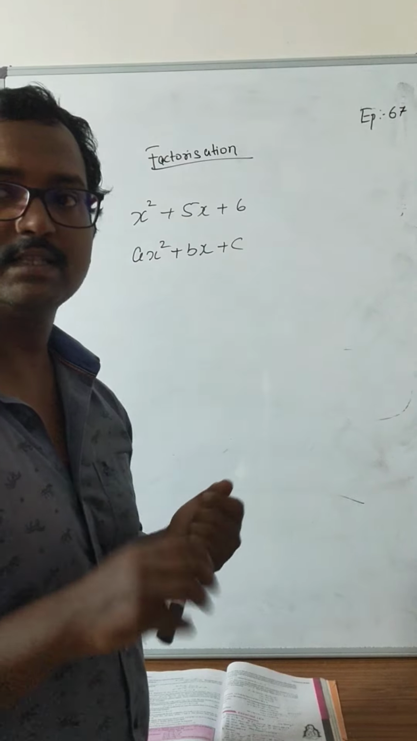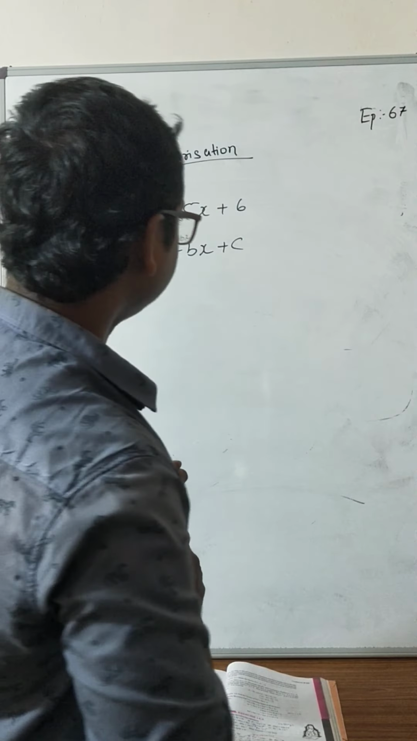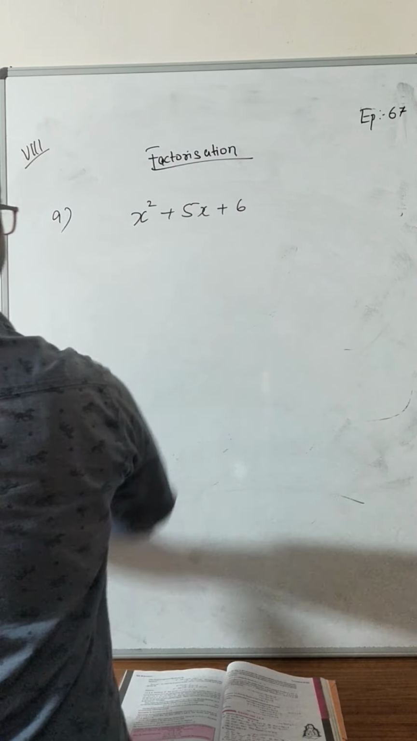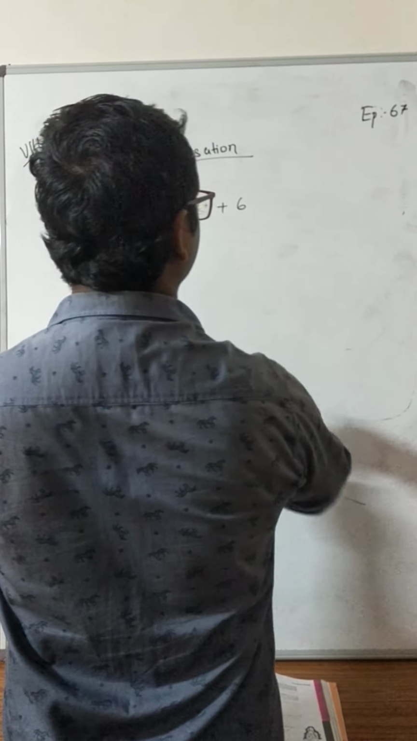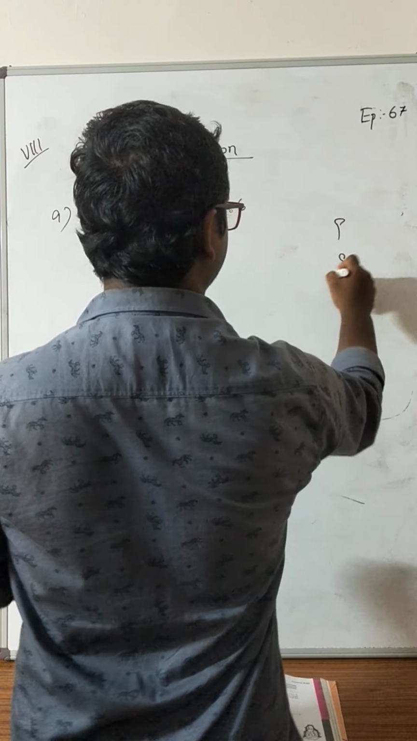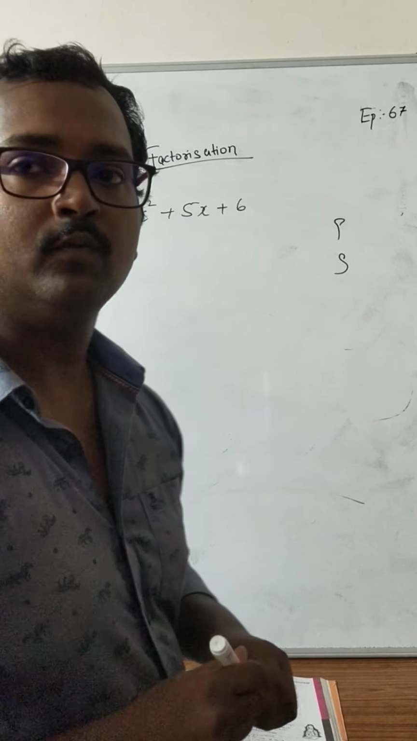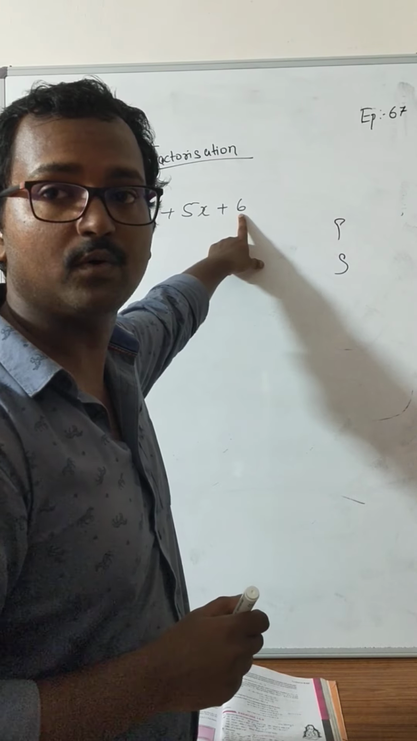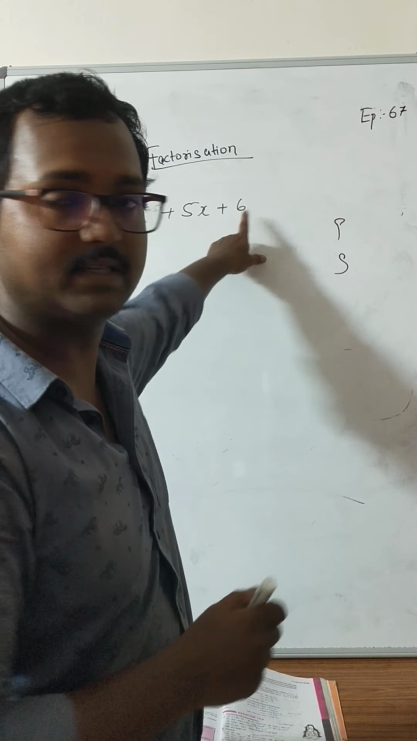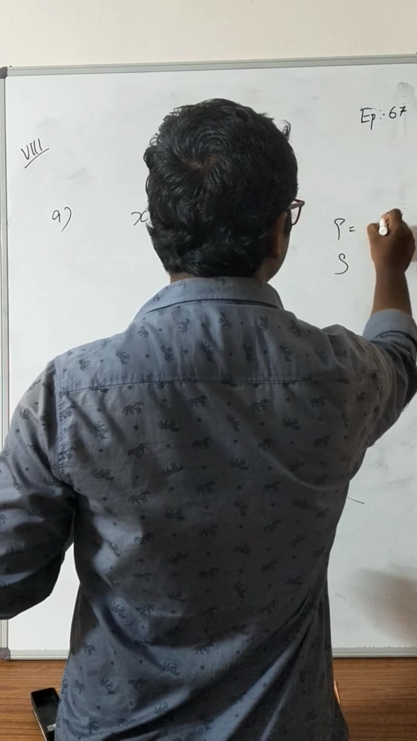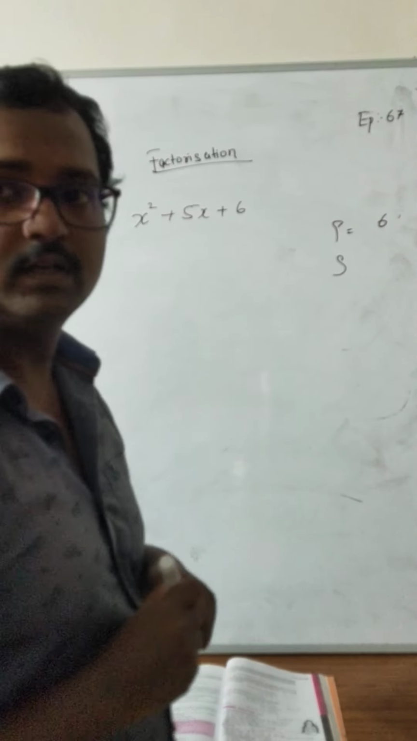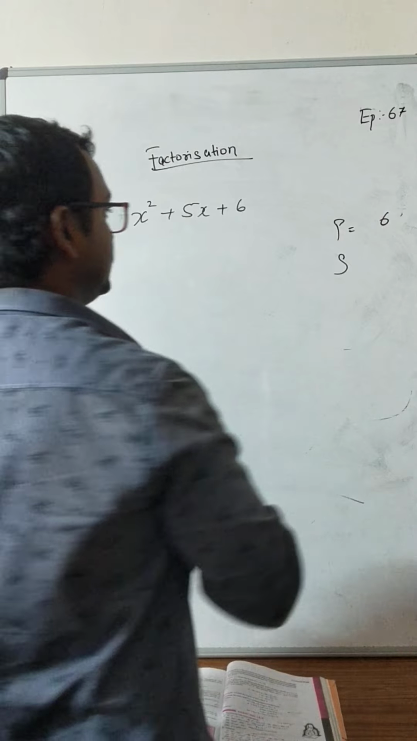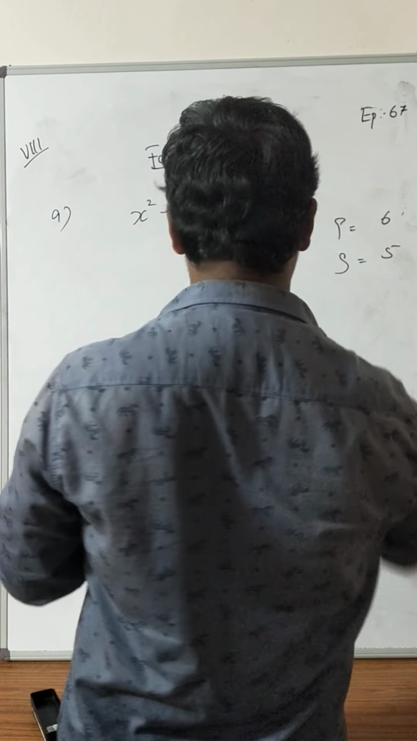Now in this kind of questions, where you have this kind of standard format, remember, take product and sum. Okay, now what is product and what is sum? See, the product is the last number, which is a constant. Here the constant is 6. So the product is 6. Now the center number is actually the sum, which is 5.